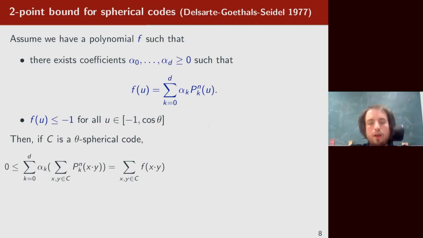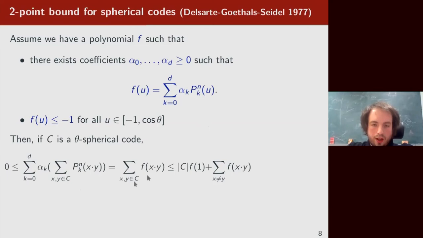Then you sum the other way around: you split the sum in two, when the two points are equal and when they are different. So you take the cardinality of the code times f(1), plus the sum where they are different. And in this domain, you know that f is always bounded above by minus one. So you just have this bound: the cardinality of C times f(1) minus |C|(|C| minus 1). Now if you compare the left-hand side and the right-hand side, this gives you a bound on the size of the code. This tells you that the cardinality of the code is at most f(1) plus one, okay?